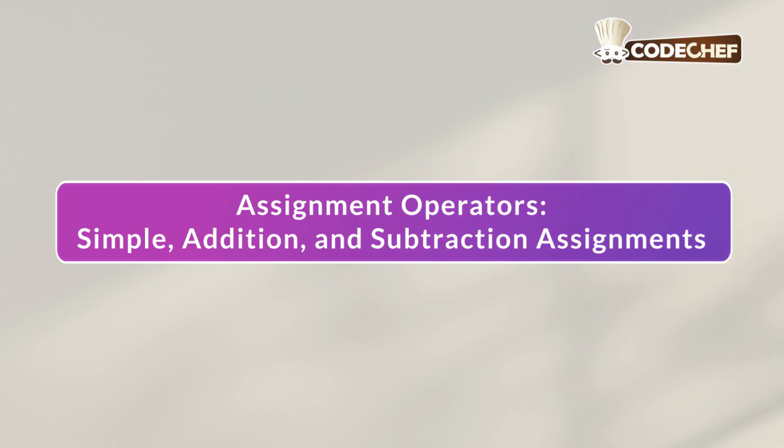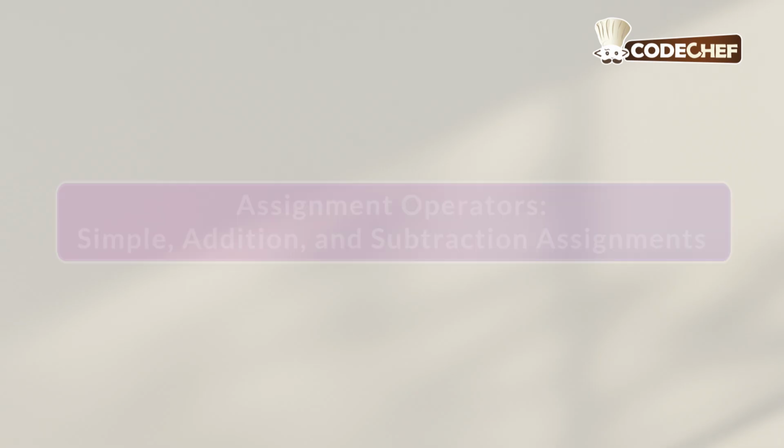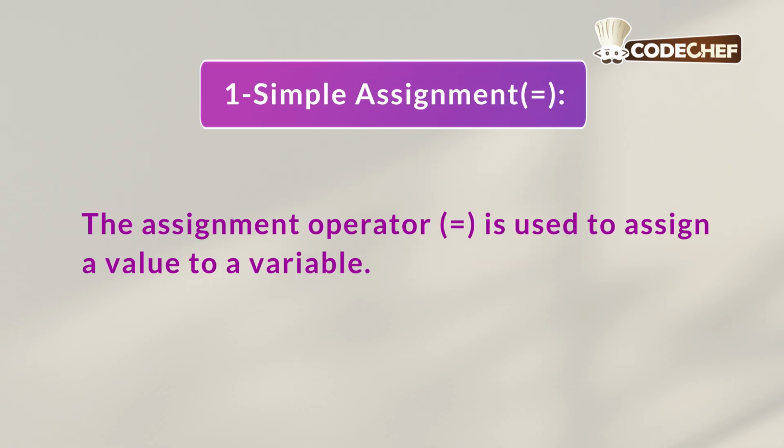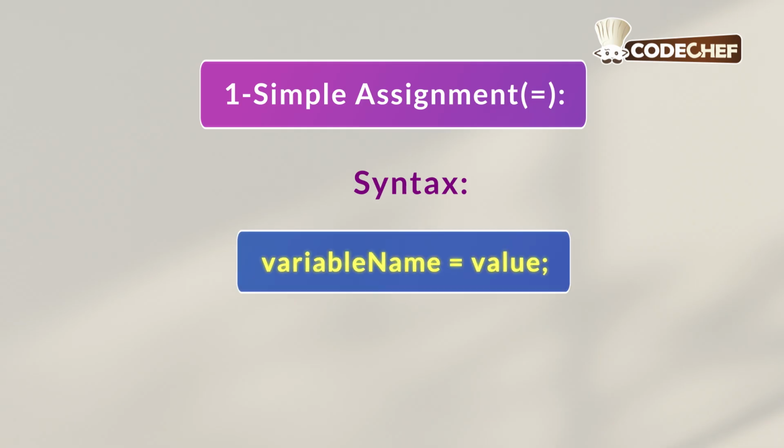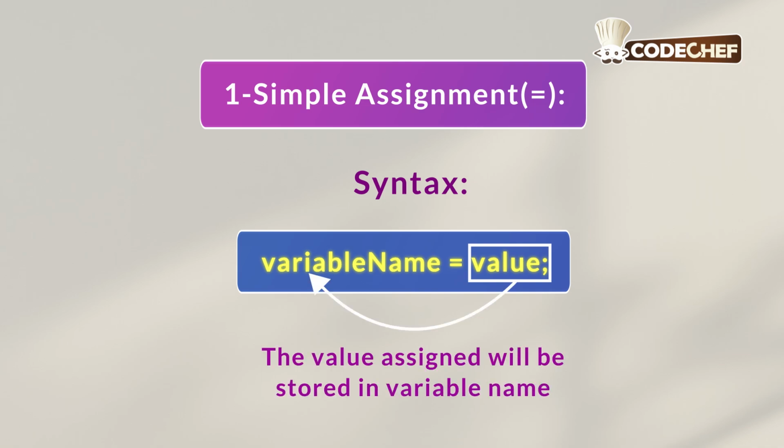Assignment operators. Simple addition and subtraction assignments. Let's start with simple assignments. The assignment operator, or equal to sign, is used to assign a value to a variable. Its syntax is variable name equal to value and semicolon, which means whatever value we assign on the right hand side of the assignment operator will be stored in the variable name.